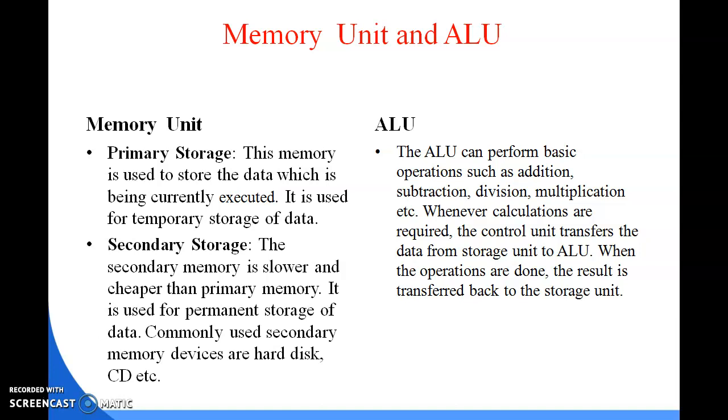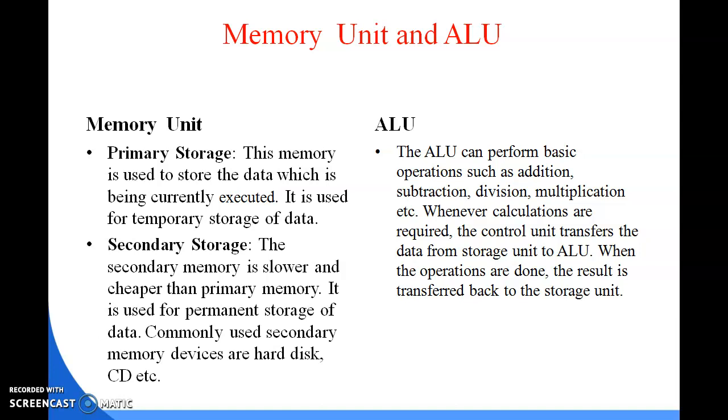Next is your ALU. What do you mean by the ALU? It is the main component, ALU, Arithmetic Logic Unit. This ALU can perform the basic operations such as addition, subtraction, division, multiplication. Whenever calculations are required, the control unit transfers the data from the storage unit to the ALU, and when the operations are done, the result is transferred back to the storage unit.